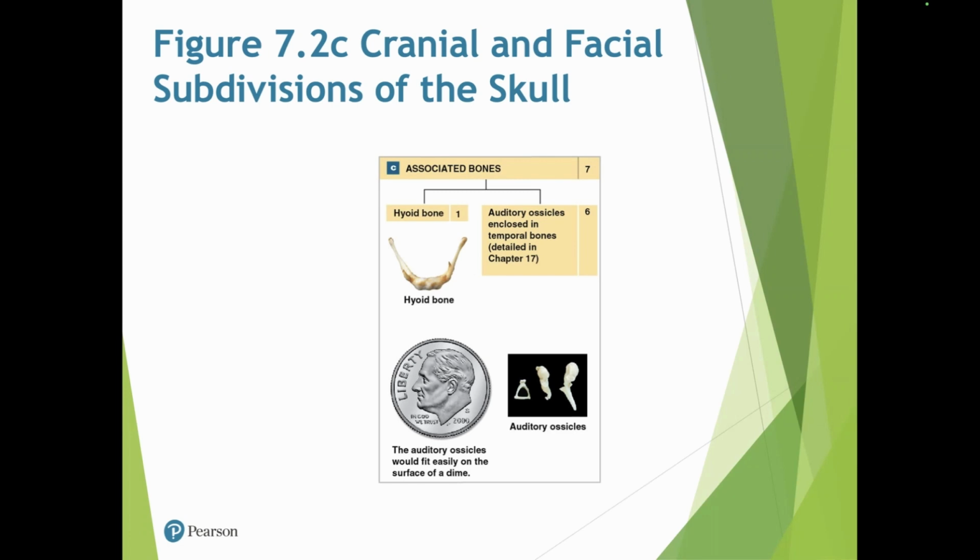The associated bones that we talked about: the hyoid bone. This is that free floating bone that we discussed. This is going to aid in breathing, and it's also going to aid in vocalization. We'll talk about that when we get to it. Auditory ossicles are the bones of your inner ear. You have 6 of them, 3 on each side.